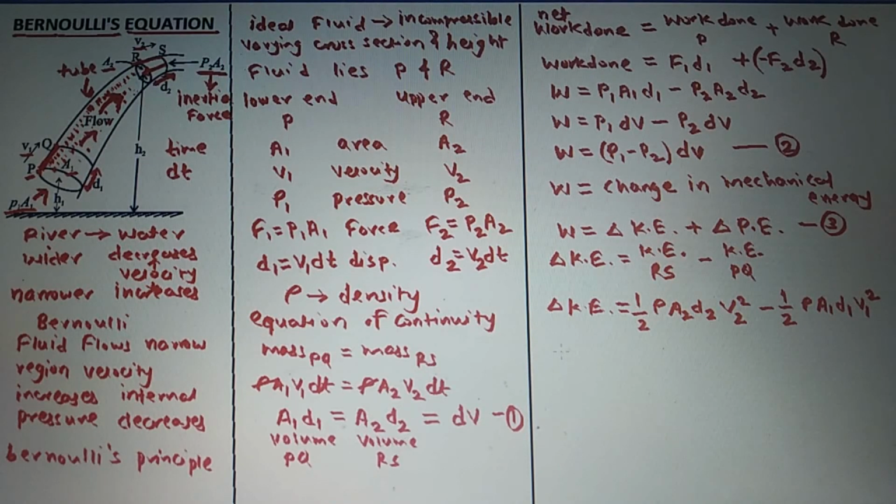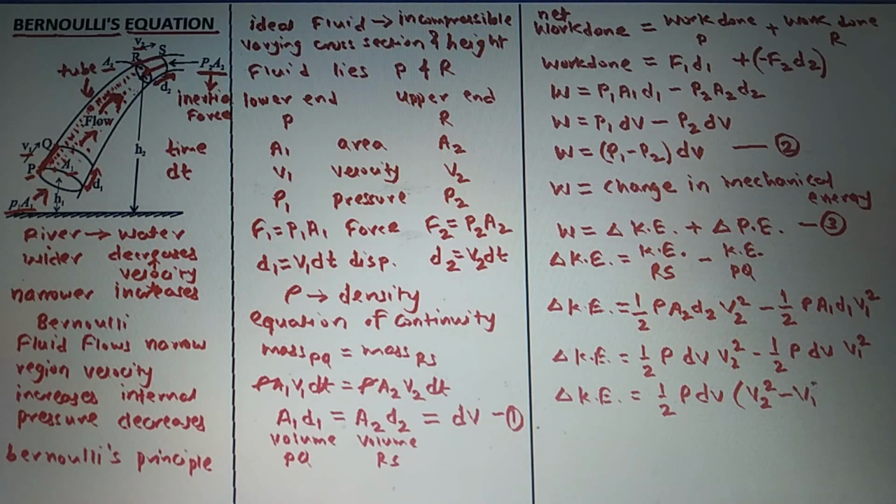So we can write this change in kinetic energy as 1 by 2 density. What is A2 into D2? According to equation 1, it is equal to volume. So we will write dV here into V2 square minus 1 by 2 density rho. What is A1 into D1? According to equation 1, it is also equal to volume dV into V1 square. Now if we take the 1 by 2 into density rho into volume dV common here, then we can write the change in kinetic energy is equal to 1 by 2 into density rho into dV, in bracket V2 square minus V1 square. So we will take this as equation number 4 here, and this is the change in kinetic energy.